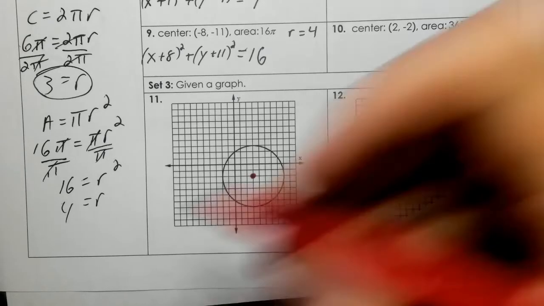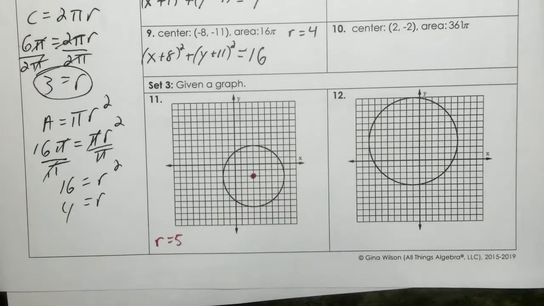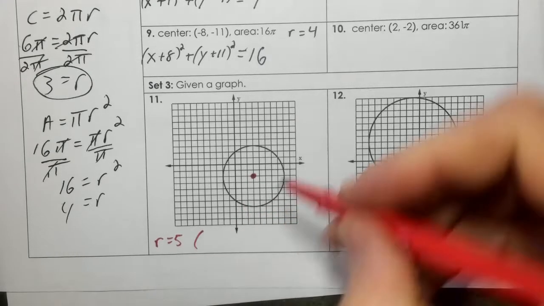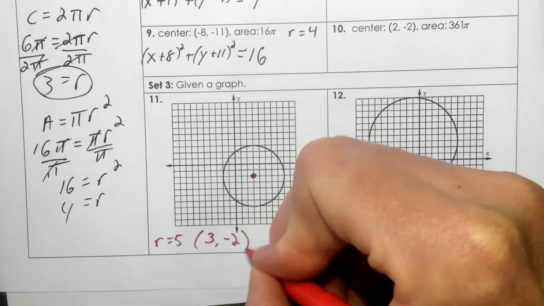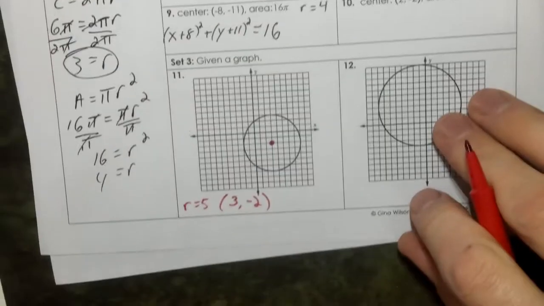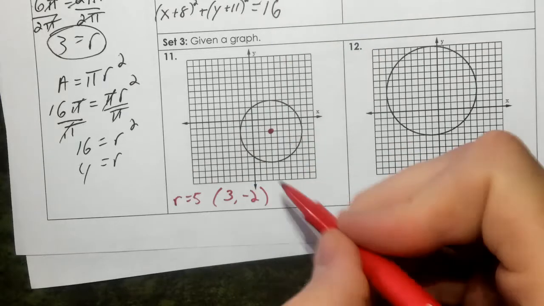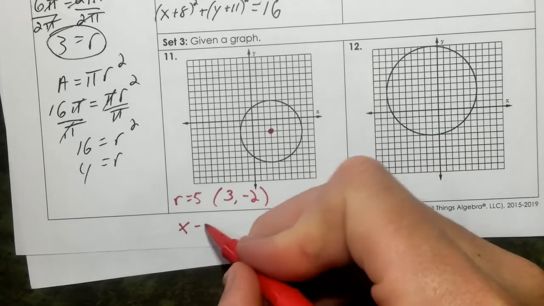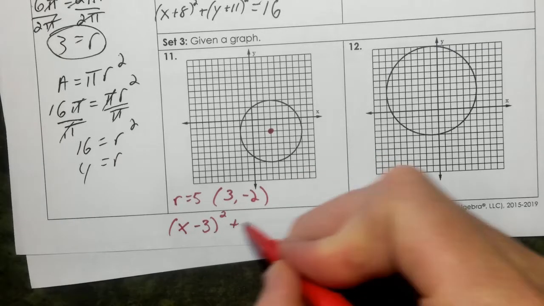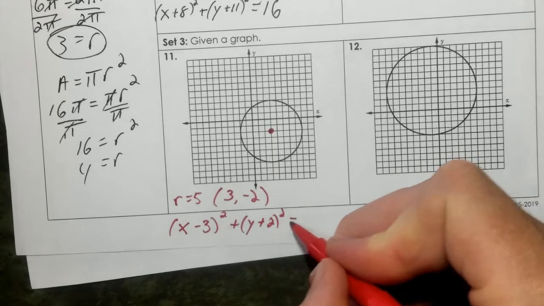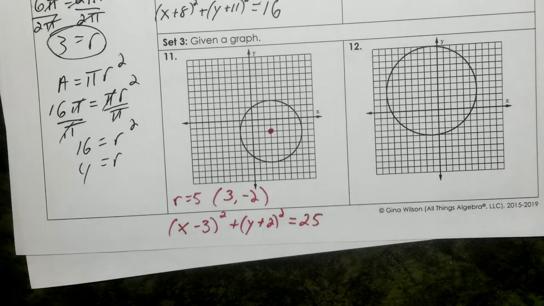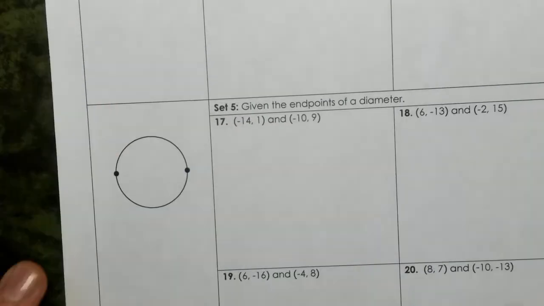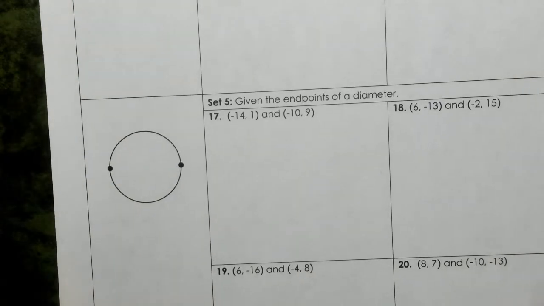And I just told you that r is 5. And that center is at the point (3, -2). Then to write that equation, it's just like we were doing up above. So I would have (x - 3)² + (y + 2)² = 5², which is 25. Number 12 is pretty much the same kind of thing. On the next page, I have 2 more types of problems. I'm going to do number 13.